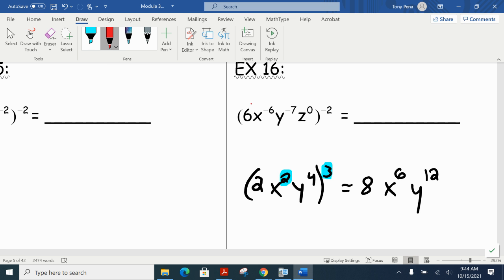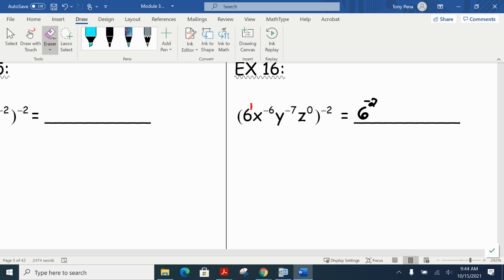All right. So let's first do the rule with this problem. So the 6 currently has a power of 1. And we know that if I have a power raised to another power, we multiply those together. So the 1 and the negative 2 make a power of negative 2. So that would get written as 6 to the negative 2. All right. And then if we do our x's, the x has a power of a negative 6. That's being raised to a negative 2. And then our rule says we multiply those. So that's going to be a power of 12. The negative 7 times a negative 2 gives us a 14. And then 0 times a negative 2 still gives us that power of 0.